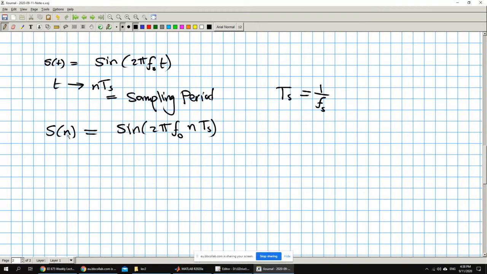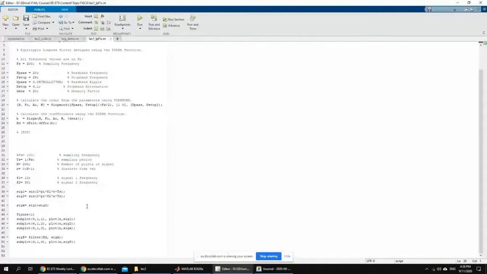Just put n = 0, 1, 2, 3, and so on up to the number of points that I would like to have. See here, I have Fs equal to 200. Actually, I commented out this part here because it's already there. Ts is equal to 1 over Fs. The number of points I'm going to simulate is 200. I can change that. It's just a matter of my choice.